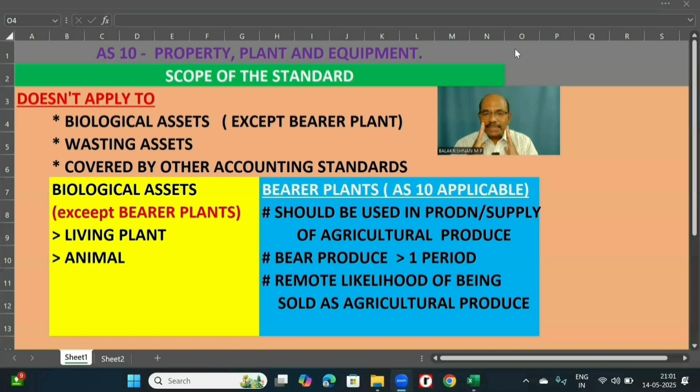So these plants themselves are not the end product. They are used continuously to produce crops over their useful life. Bearer plants are treated as property, plant and equipment and depreciated over their useful life, just like machinery or building.